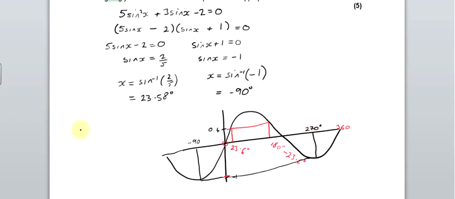So let's finish off. Our three values are x is equal to 23.6 degrees, x is equal to 180 minus 23.6, which is 156.4, 156.4 degrees, and x also could equal 270 degrees.